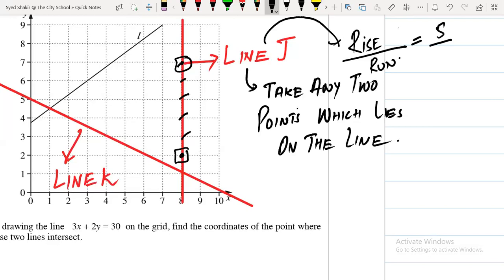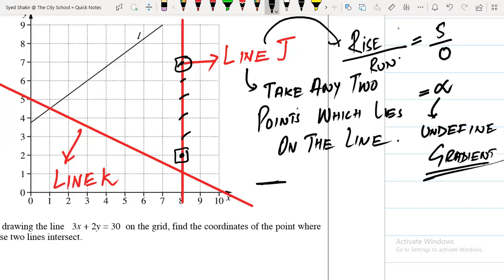And what about run? Run means horizontal distance. If you check the 2 points, there isn't any horizontal distance, so it's 0. When a number is divided by 0, it gives a maths error, an undefined answer. So if the line is vertical, the line has an undefined gradient. A vertical line has a maths error gradient, undefined gradient.